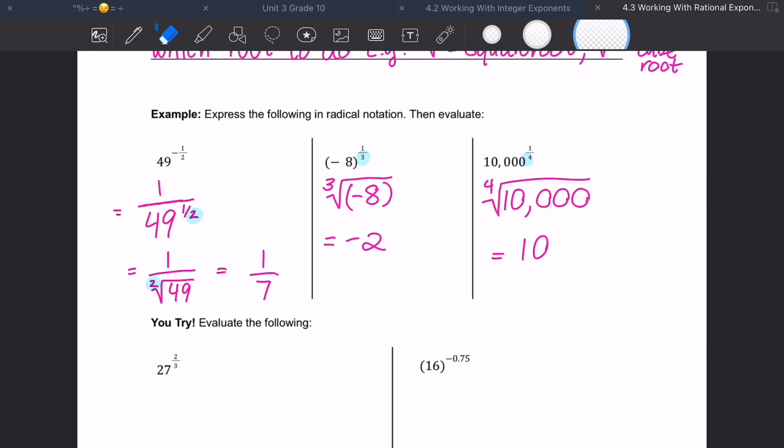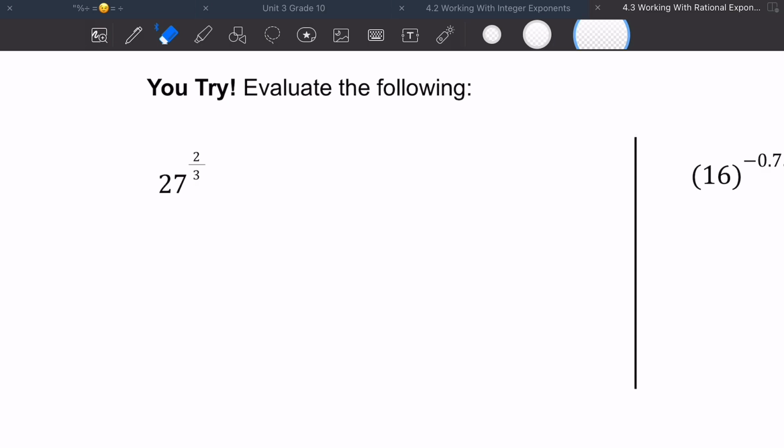Yes, so if you just go ahead and put this in your calculator, that is not showing your work. You need to show your work to gain full marks on a test. So you need to convert it to a radical. For example, this one: you can put 27 to the power of 2 over 3 in your calculator and get the answer, but if you just put the answer, you are not getting full marks. I need to see that you can convert it to a radical. That is showing your work. Can I continue on with the lesson?